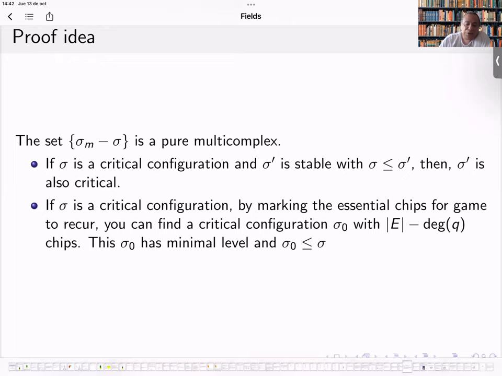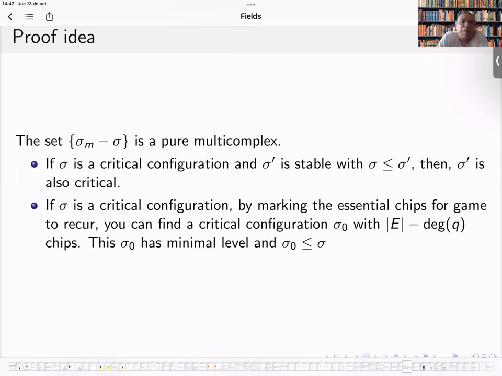To finish the proof, you just check that if you consider the maximum critical configuration sigma max and you subtract the critical configurations sigma, and you consider all these integer vectors, that defines a pure multicomplex. For that, you have to check something very easy: that if you have a critical configuration and there is a stable configuration that is greater than or equal to that, then sigma prime is also critical.